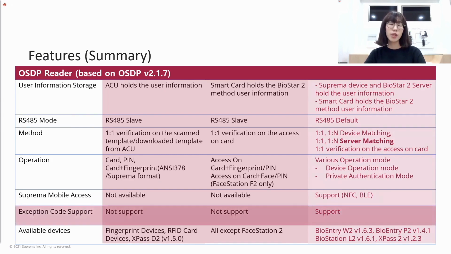One of the key features of intelligent slave is the exception code. When an authentication fail occurs in the device, an exception code defined by the user in advance is transmitted to the access control panel via OSDP. If you use the access on card but need to use the exception code function, please use the intelligent slave function.